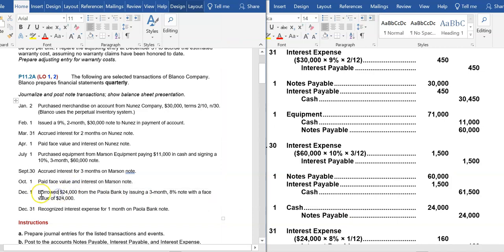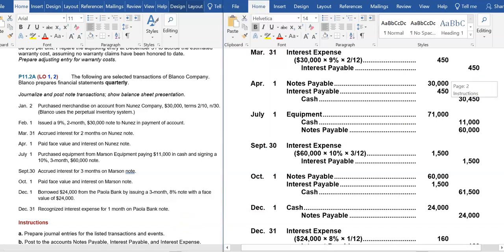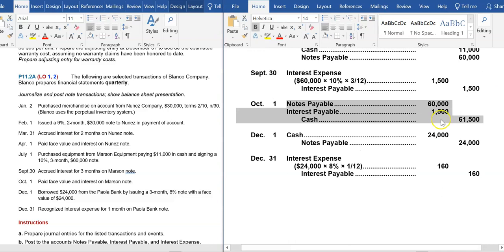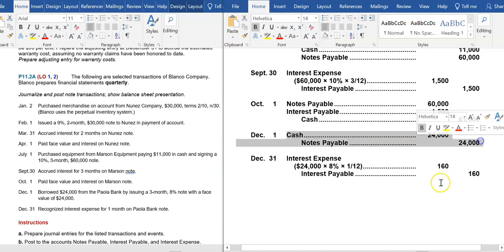All right, it looks like the next thing is the company borrowed $24,000 from Payable Bank by issuing a 3-month, 8% note with a face value of $24,000. We borrowed cash, so cash went up $24,000, and we have a promissory note signed. We have a liability. We record an increase to our notes payable for $24,000.